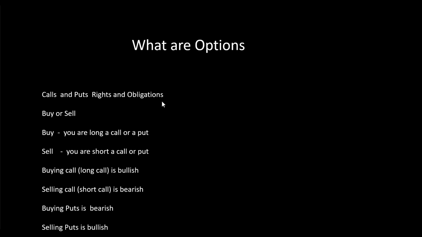All right, so what are options? Okay, well, a lot of people think options are just like buying stock. They're not like buying stock. Options come with what's called rights and obligations. You can buy them or you can sell them. So if you're buying a call or a put, you're long a call or a put. In other words, you're buying a call, you're expecting the market to go up. If you're buying a put, you're expecting the price to go down.